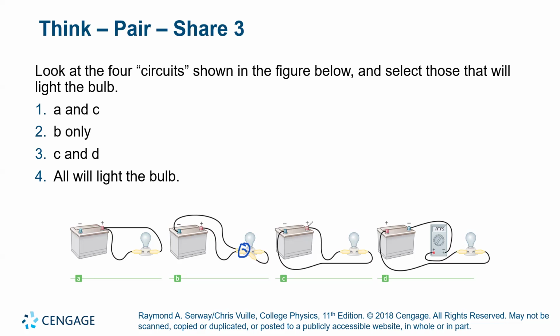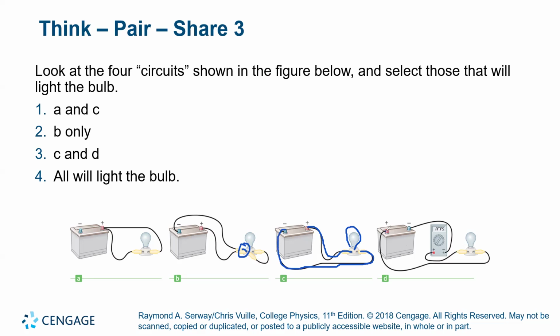Now, looking at this circuit, we have the positive going through the light bulb. Now, there is no connection between these two leads except through the light bulb. We will see light in this situation because it's going to force the electrons to use their energy in the light bulb. And then it goes to the lowest potential point.